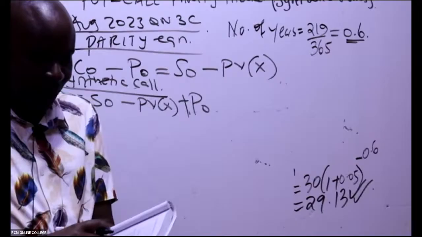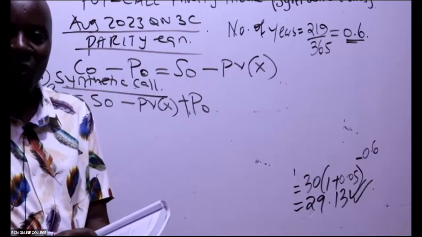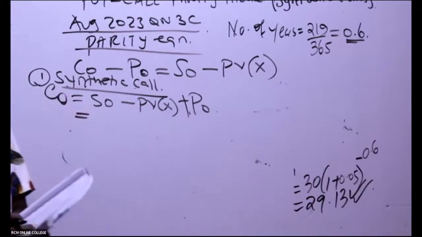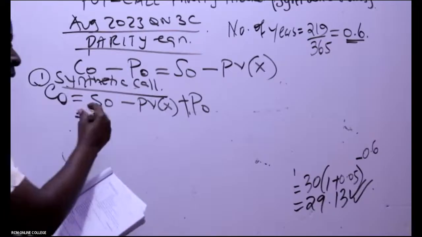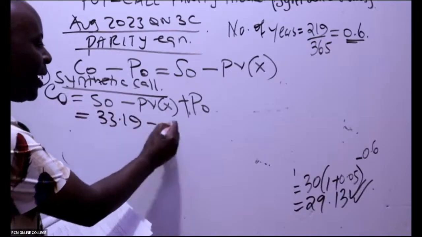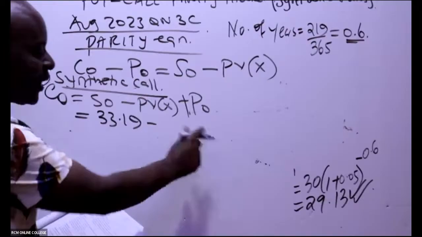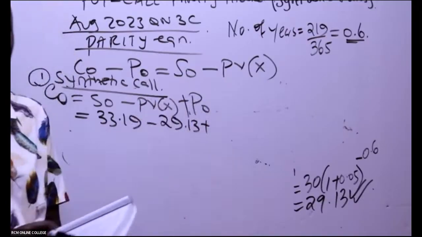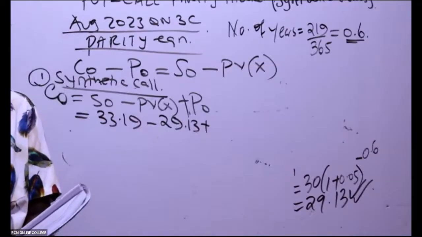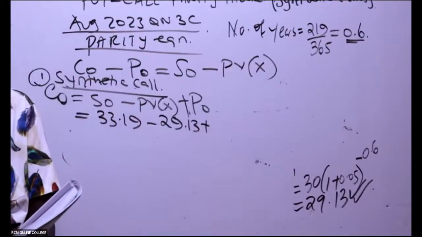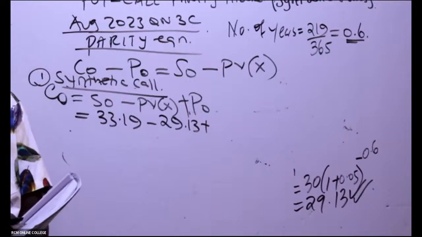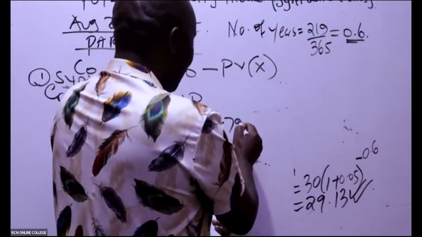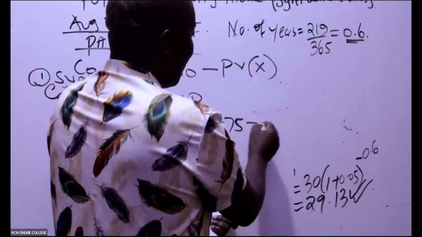Is there somebody who is able to see SO? SO is the current stock price. 33.19, isn't it? 33.19. Are you able to see the present value of the X? We have just computed it. 29.13. This is the put price. The PO is given in the question. Second line there. We have here 2 point what here? 2.75 actually. So then that is it.